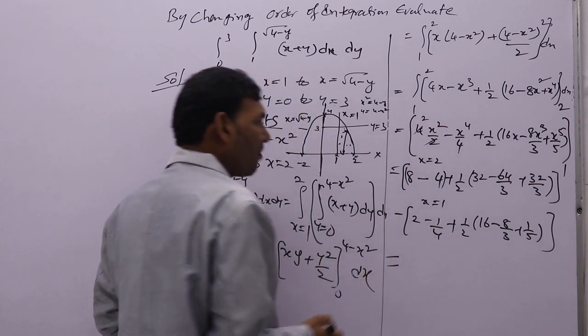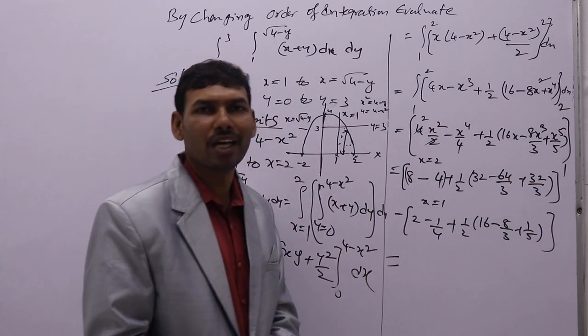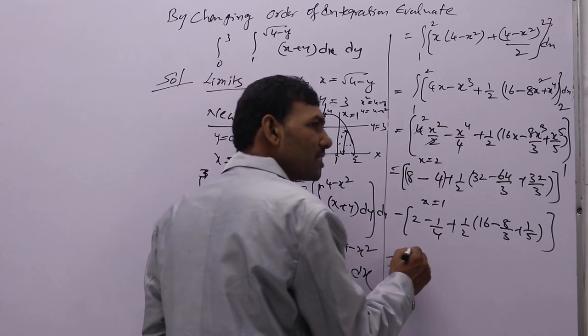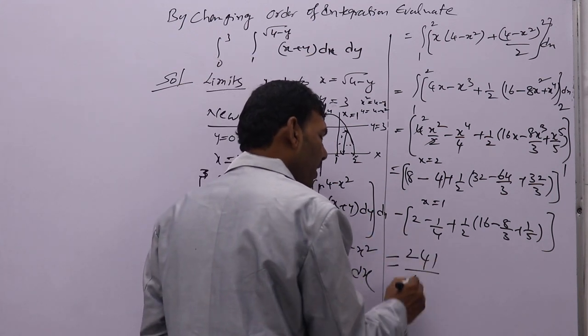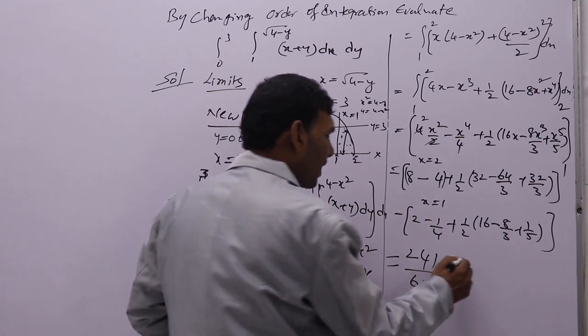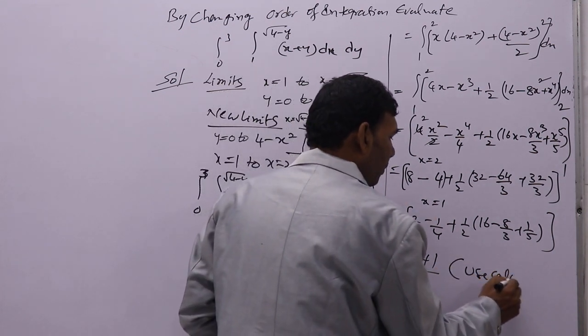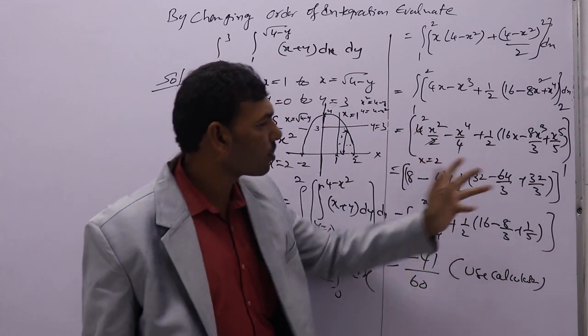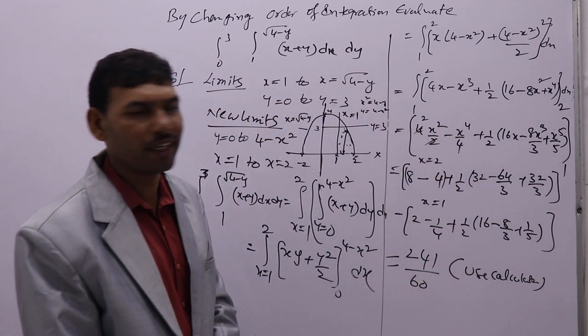So these can be evaluated, but it is a lengthy calculation. No need to calculate manually. Use a calculator to get the answer. The answer you will get is 241 by 60. So use the calculator here, just enter like this only, and you will get the answer. Okay? Any doubts you may express.